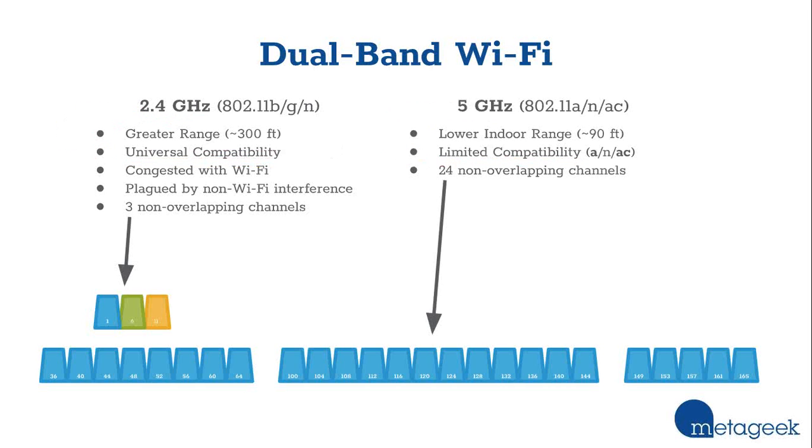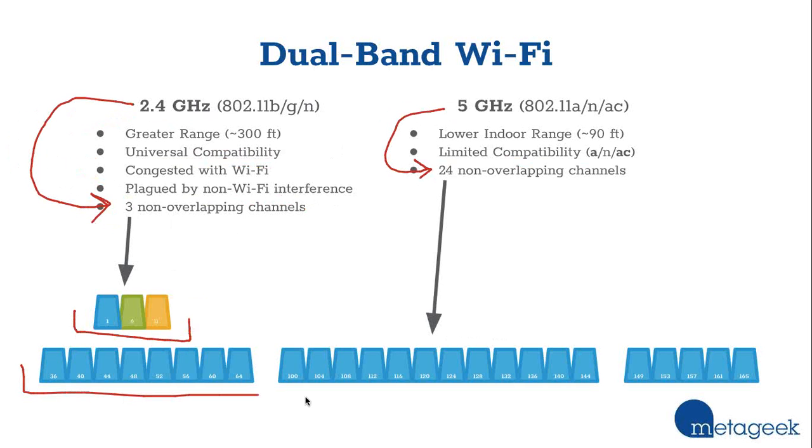Now 2.4, since it's always been more popular, is highly congested with Wi-Fi. There's a ton of Wi-Fi in 2.4, whereas 5 gigahertz is a lot more quiet in comparison. It's also plagued with non-Wi-Fi interference. The things we talked about earlier: the cordless phones, the wireless video cameras, the microwave ovens, the baby monitors. There's tons of stuff that operates there. And then there's my biggest beef with 2.4. My biggest problem with 2.4 is that we only have 3 channels to work with, whereas in the 5 gigahertz band, we have 24 channels to work with.